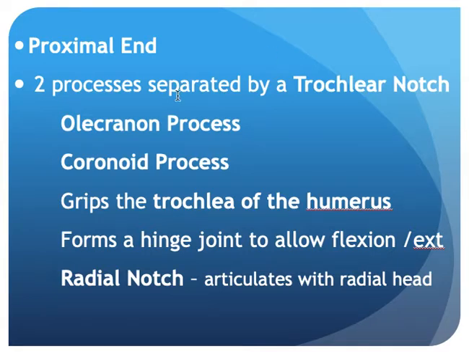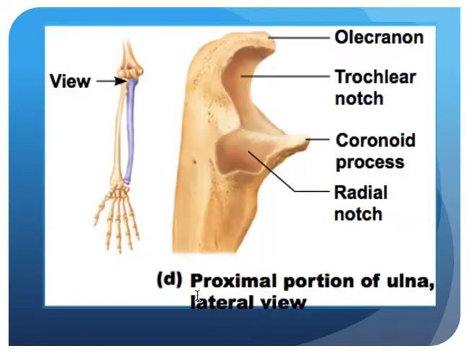So the proximal end, we get two processes that are separated by a trochlear notch. We're going to get this olecranon process, and then we're going to get this coronoid process. And these are going to basically form like a wrench, okay? And they're going to grip the trochlea of the humerus, and they're going to create this hinge joint, but they're going to create this really, really solid, kind of stable elbow joint, okay? The radial notch is also going to be in there, but again, the radius up at the elbow is really just kind of along for the ride, and it's going to allow me mostly to just kind of supinate and pronate and sort of turn my palm up or turn my palm down.